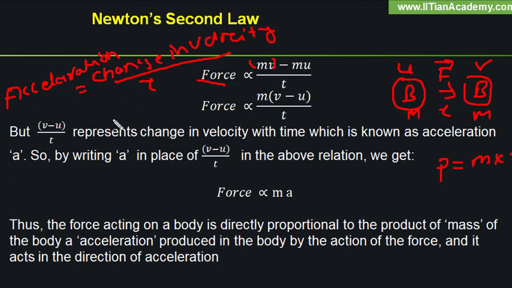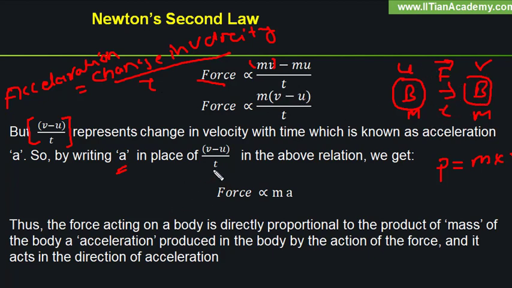So if the body has initial velocity u and it changes to velocity v in time t, the acceleration of object B is basically (v minus u) by t. Once object B moves from u to v, its acceleration is (v minus u) by t. Now in this equation you replace (v minus u) by t with a, because a is acceleration, which is change in velocity by time taken, and the change in velocity is v minus u by t for this object B.